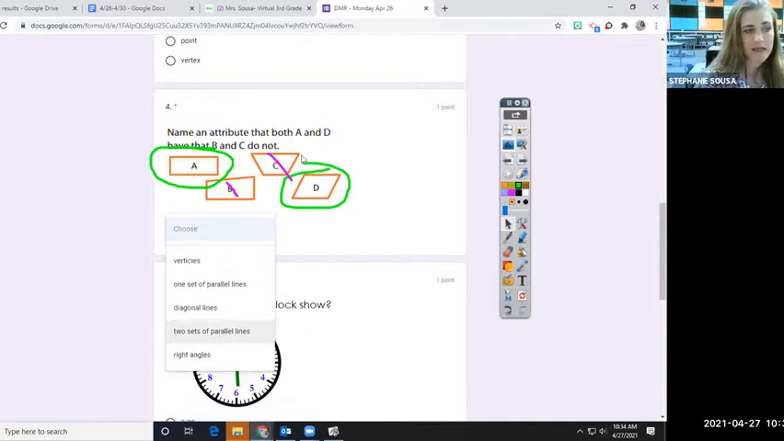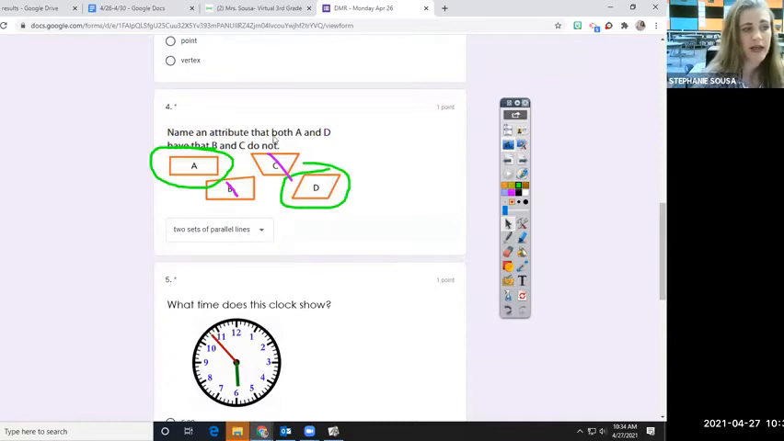So C has a top and a bottom that are parallel. The left and the right will cross over each other. B, the left and the right are parallel. They won't touch, but B's top and bottom will touch the more they get closer. So 2 sets of parallel lines is an attribute that A and D have that B and C do not. Questions on that one?